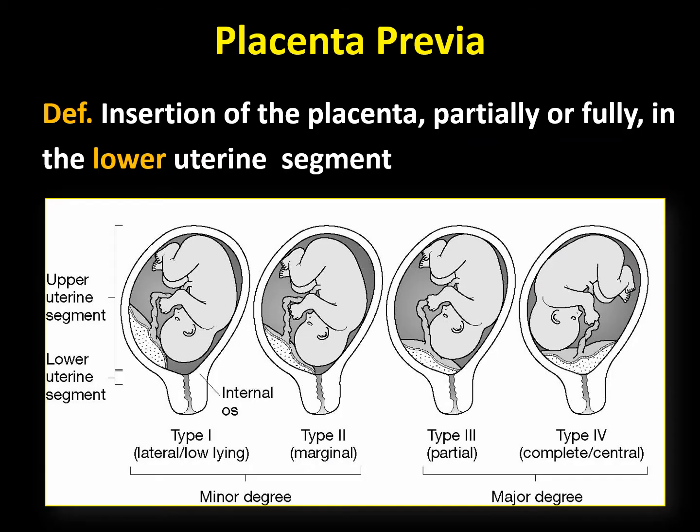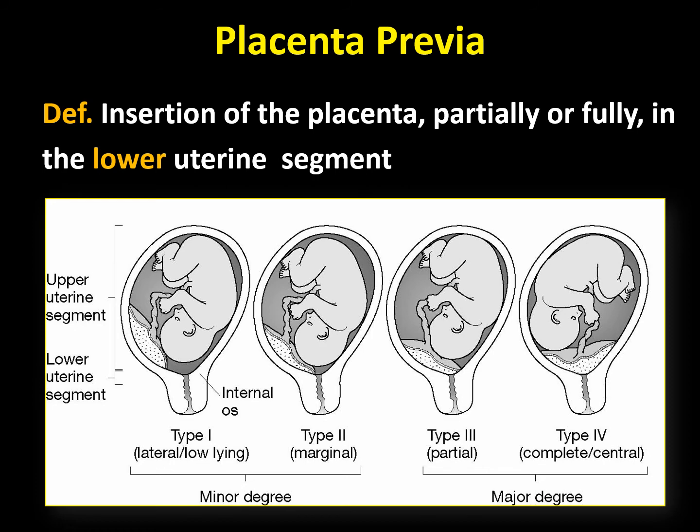Placenta previa is defined as insertion of the placenta partially or fully in the lower uterine segment. This is the internal cervix. This is the cervix, this is the internal os, and this is the lower edge of the placenta. So this is a low-lying placenta. Distance between the lower edge of the placenta and internal os. This is reaching, this is partially covering, and this is completely covering the internal os.